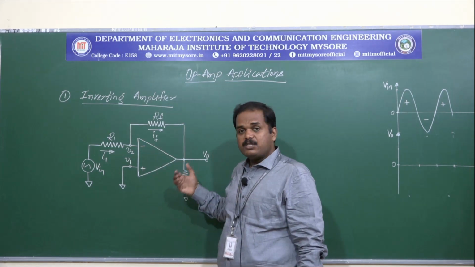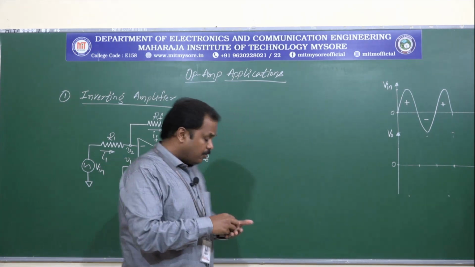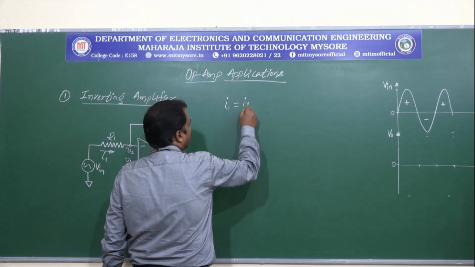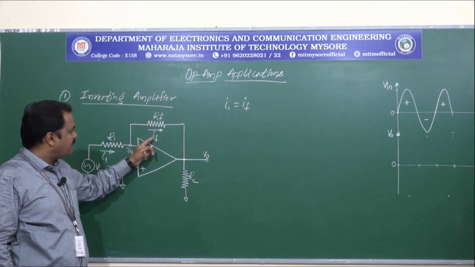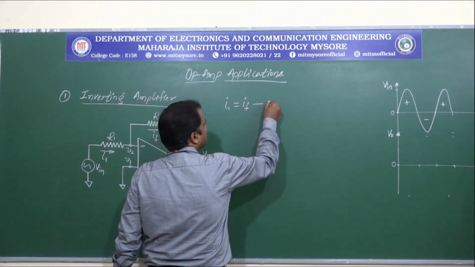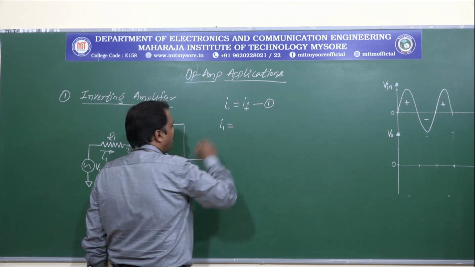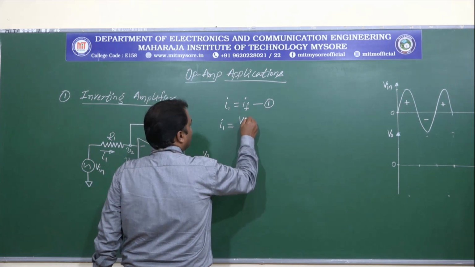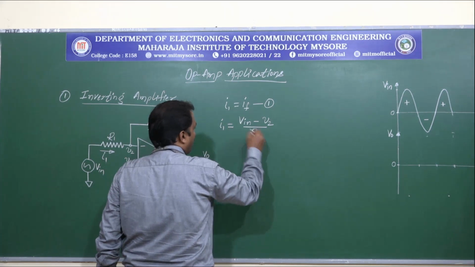Now let us derive the expression for the output voltage of this inverting amplifier. Because of KCL, we can say I1 is equal to IF. That is, the current that is flowing through the input element is the same as the current that is flowing through the feedback element. Let us call this equation 1. And I1, using Ohm's law, can be written as Vin minus V2 divided by R1.